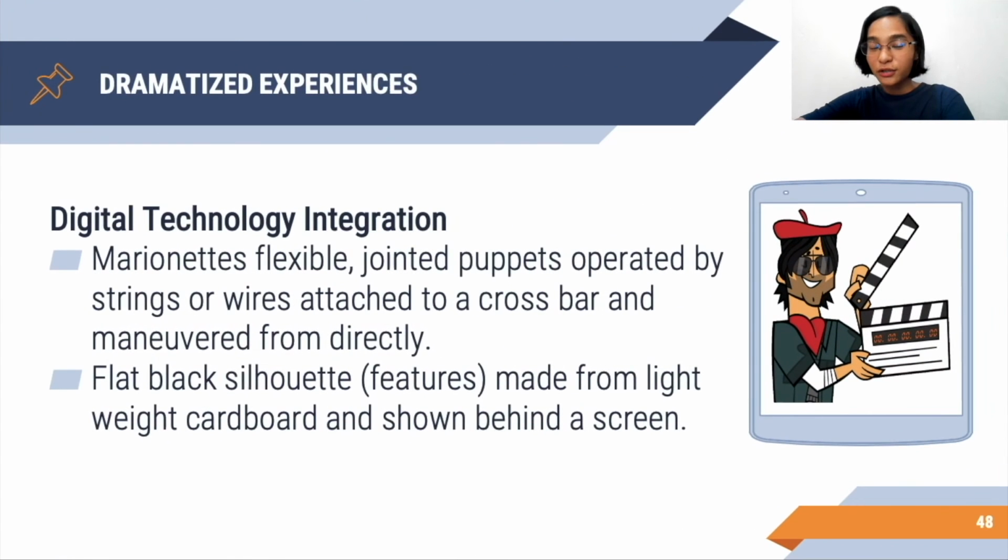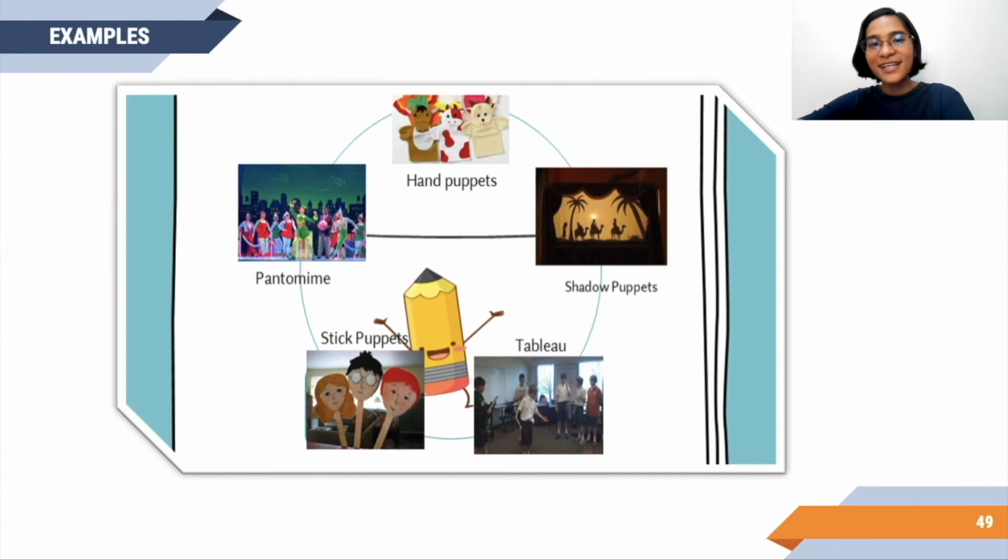The digital technology integration of dramatized experiences includes marionettes, flexible, jointed puppets operated by strings or wires attached to a crossbar and maneuvered from directly above. Also, the flat black silhouette made from lightweight cardboard and shown behind the screen. See the example below.